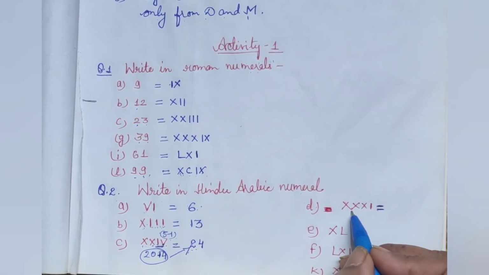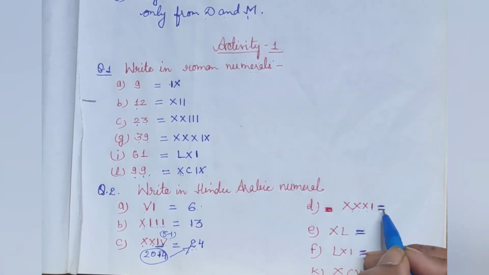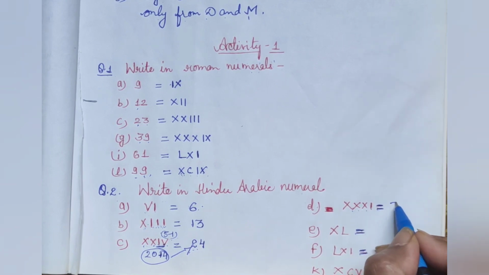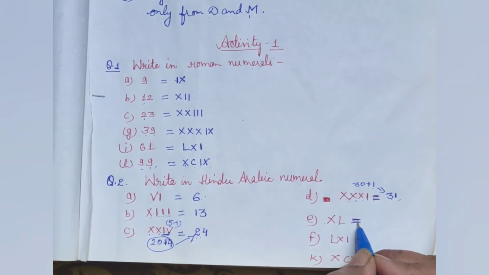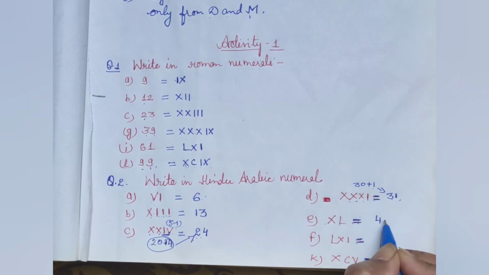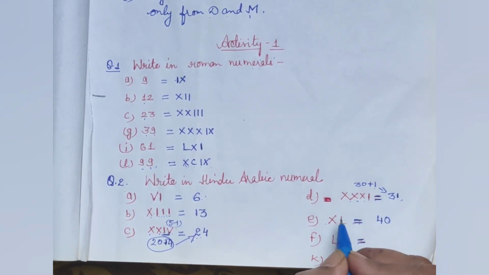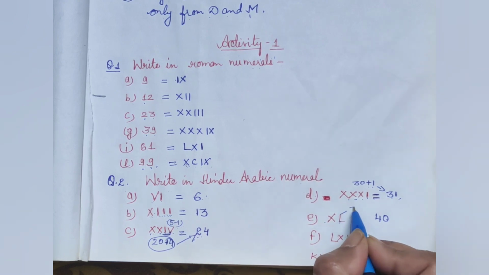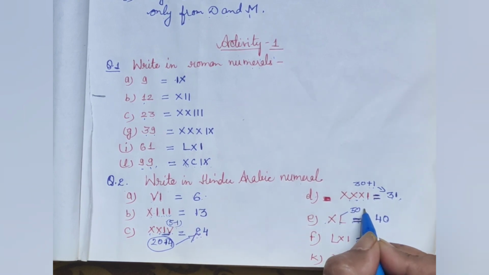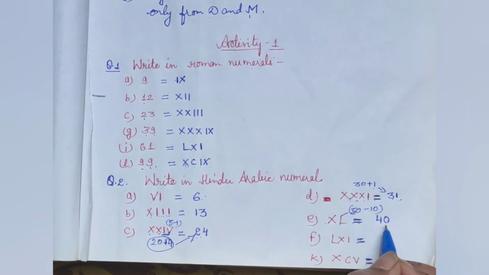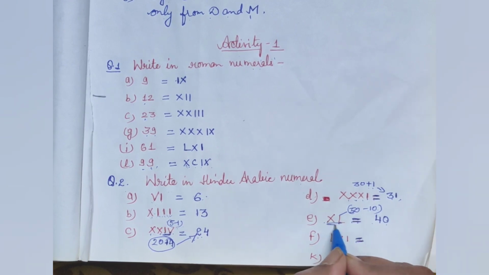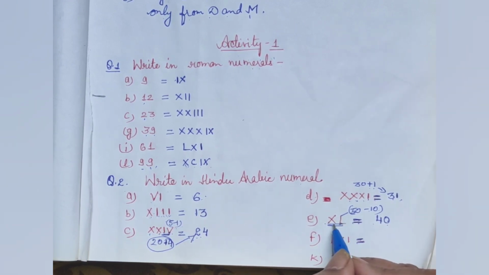Number 4, XXXI, its value is 31. XL is equal to 40. L is equal to 50. X is equal to 10, and 50 minus 10, that is equal to 40 according to the rule. The smaller value comes before the greater value, then we subtract.